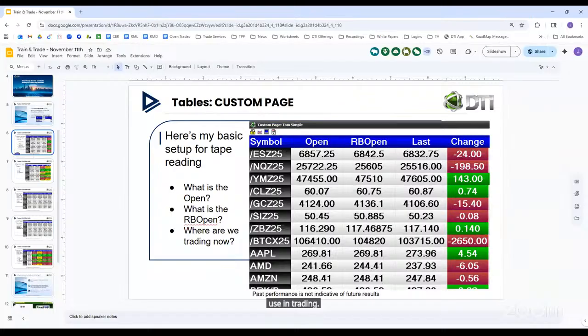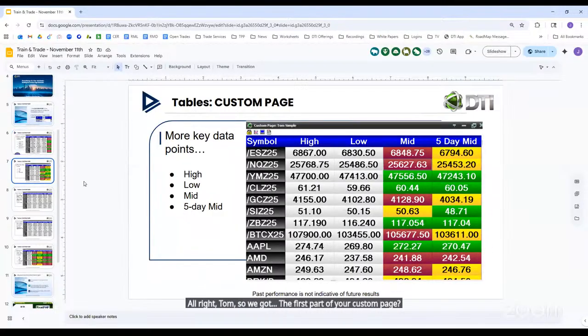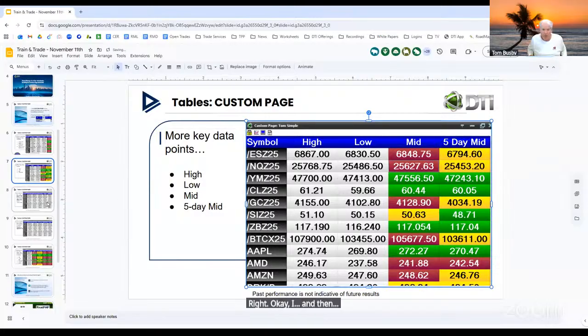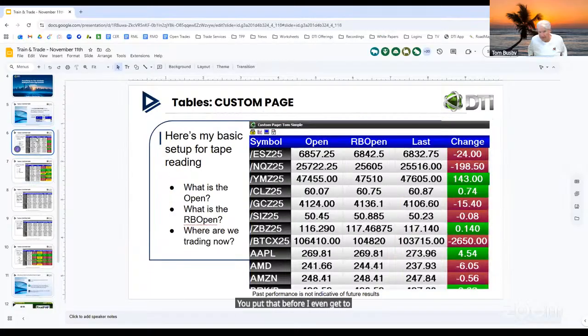All right, Tom. So we got the first part of your custom page. We pan over to the next part. Okay. And then why don't we demonstrate how to add a column and choose these different column titles? Have a slide for that. You can put that before I even get to talking about the columns.